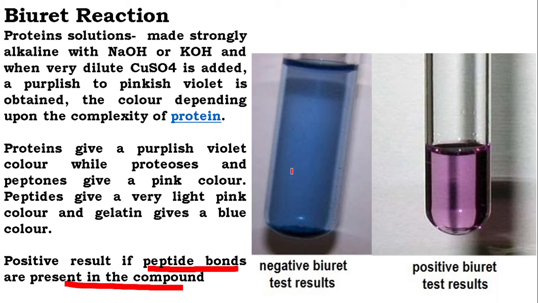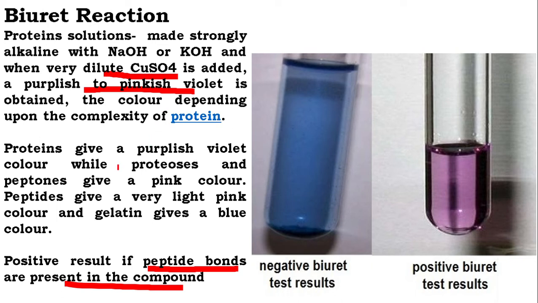And in your syllabus, you need to do the Biuret reaction for the qualitative analysis of protein, and you need to do the Biuret reaction for the quantitative estimation of protein also. So it is there in your practical syllabus. You see, protein solutions are made strongly alkaline with NaOH, and then copper sulfate is added. A purplish to pink violet color is obtained, which indicates the presence of proteins. In our laboratory we have ready-made Biuret reagent. We are not going to add sodium hydroxide and copper sulfate. Instead, we have ready-made Biuret reagent.